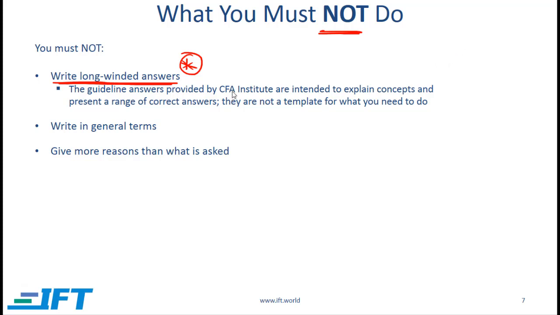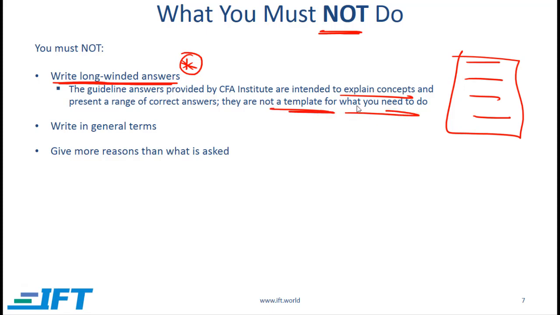Now, those long answers are provided by CFA Institute so that you can understand the concepts. So in those answers, not only are they providing answers, they are also trying to explain. And if they ask for 2 reasons in the question, the guideline answer might give 4 reasons because they are trying to tell you that all those 4 reasons are valid. But the way the guideline answers are written is not a template for what you need to do. If the question asks for 2 reasons, then you need to give 2 precise reasons and stop right there. Don't waste time adding more reasons.